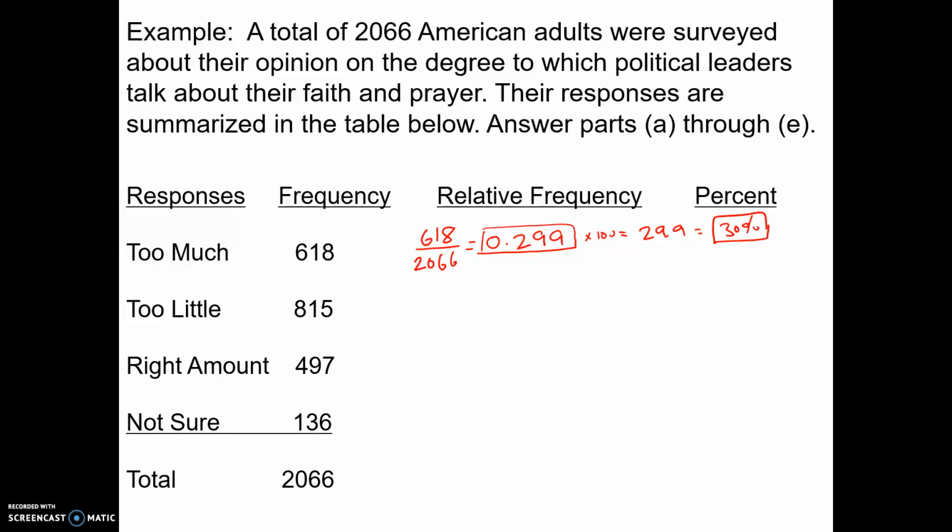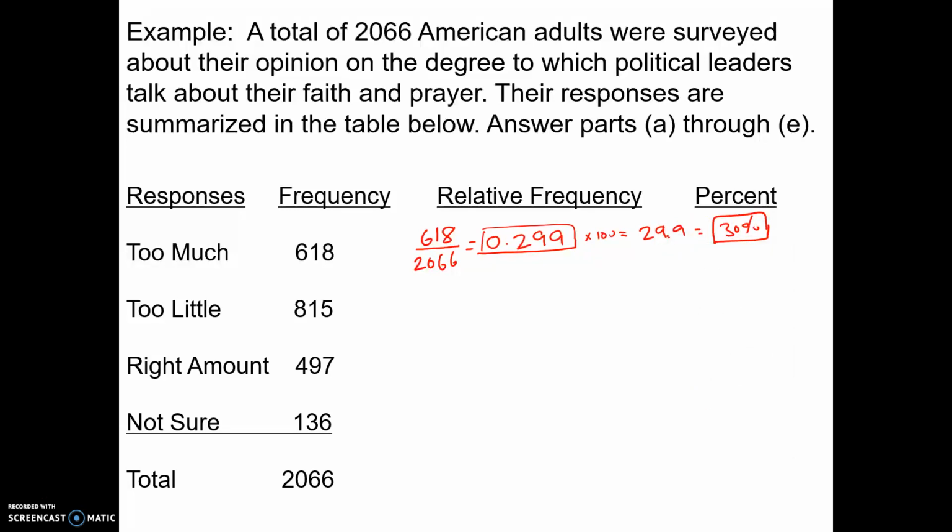Now once again, to get a relative frequency, you take the frequency of the response and you divide it by the total. That gives the relative frequency. If you multiply that by 100, that gives you 29.9, and if you round that, we get 30%.